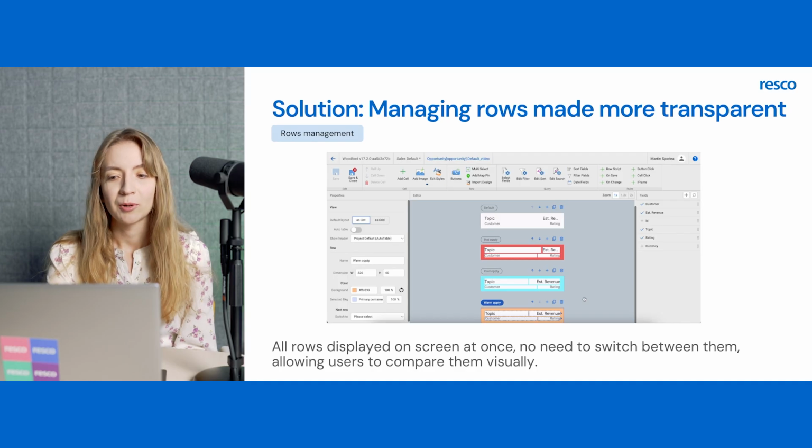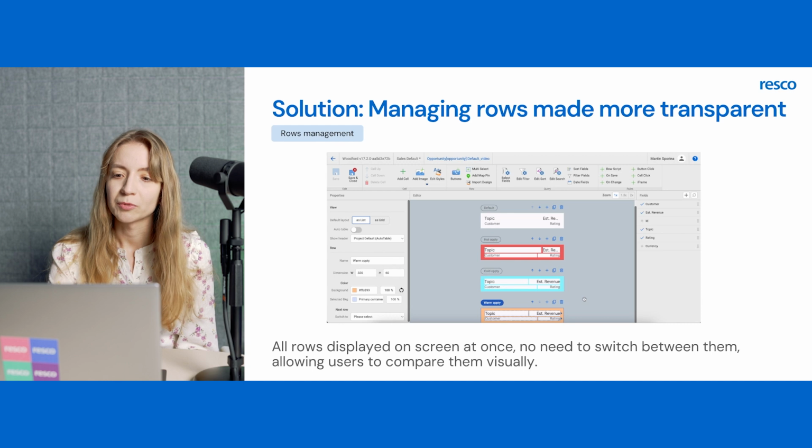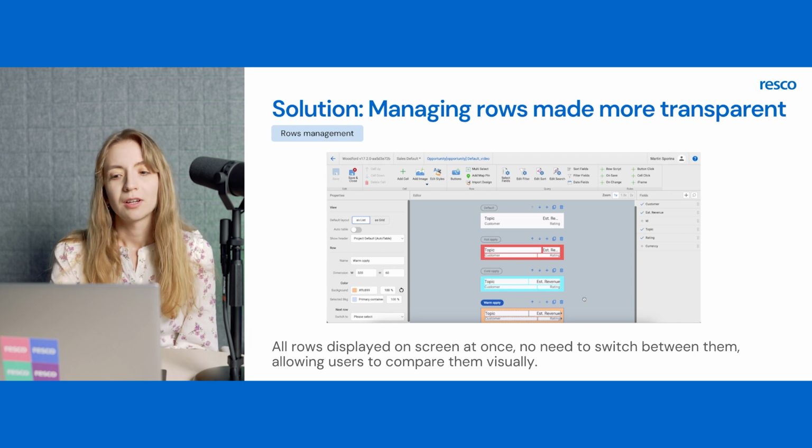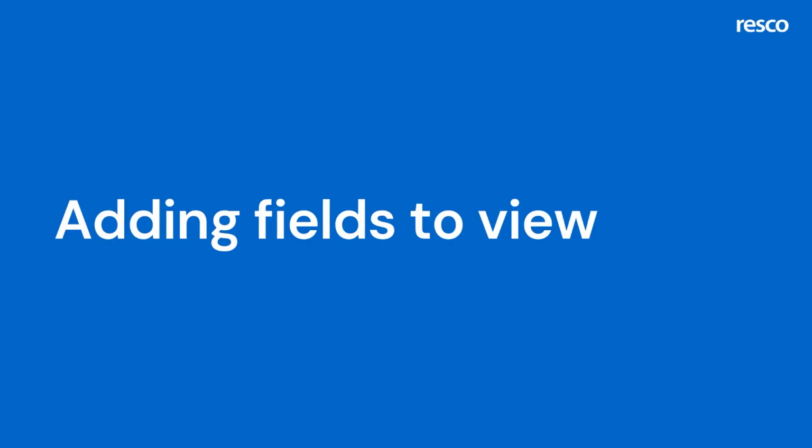This allows you to have an immediate overview of the size differences or cell layout. If you are using row script and want to have precisely aligned cells and individual conditionally formatted rows, it will definitely help you. The next topic is adding fields to the view. We have also improved something in here.